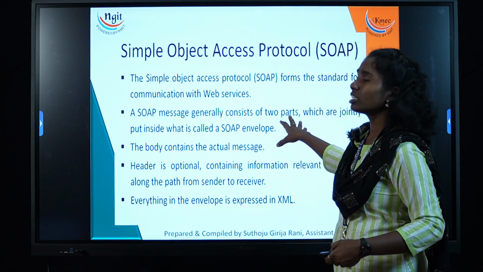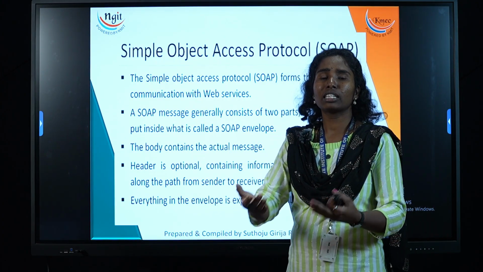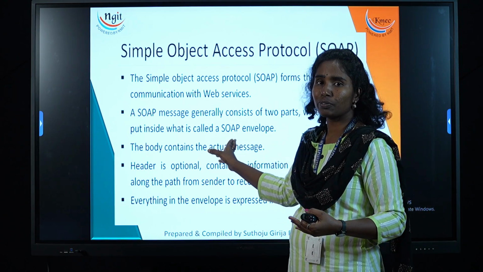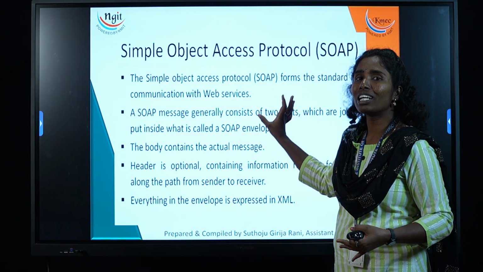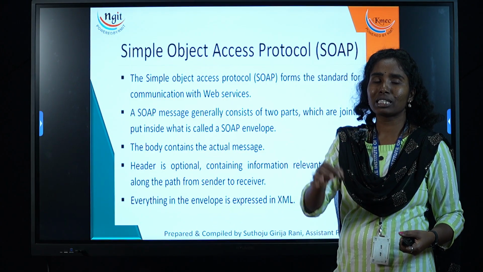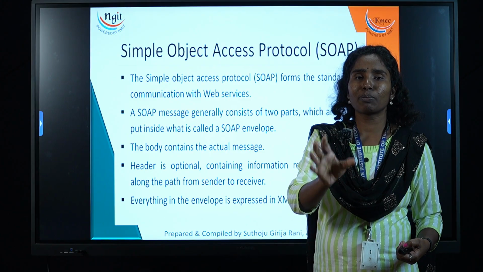SOAP consists of two main parts. The first one is the envelope, which is the header part. As we all know, the header part is optional, but this is called an envelope. The second part is the body, the content of the actual message, whatever we are going to provide as the service to that particular web-based system.